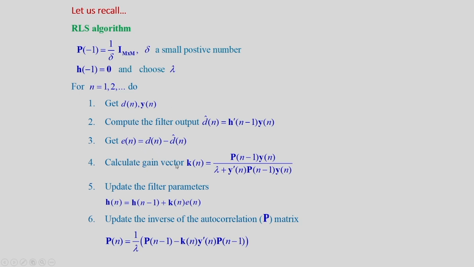Next step is to calculate the gain vector kn. Kn is given by Pn minus 1 into yn, that is the P matrix into current data, divided by lambda plus y transpose n into Pn minus 1 into yn. So, this is the current data and the past estimate of the P matrix. Then we will update the filter parameters by this relationship: hn is equal to hn minus 1 plus kn times en. So, kn is the gain vector.